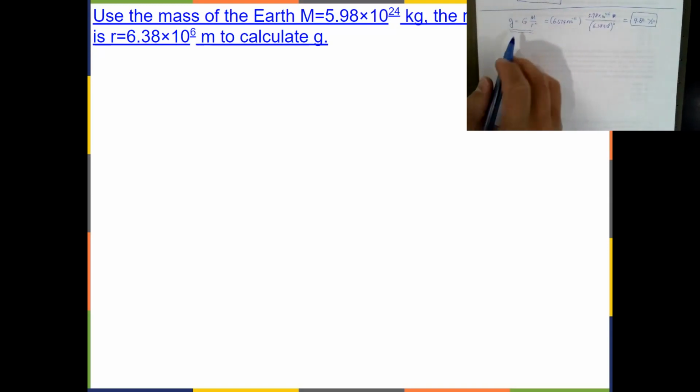Now you can also use this expression to calculate the gravitational acceleration on any other planets that you know. G is the same thing, then the mass will be the mass of that planet, and R will be the radius of that planet. So you can use this to calculate the gravitational acceleration on the moon as well. Plug in the mass of the moon, you can look it up online, and then the radius of it.